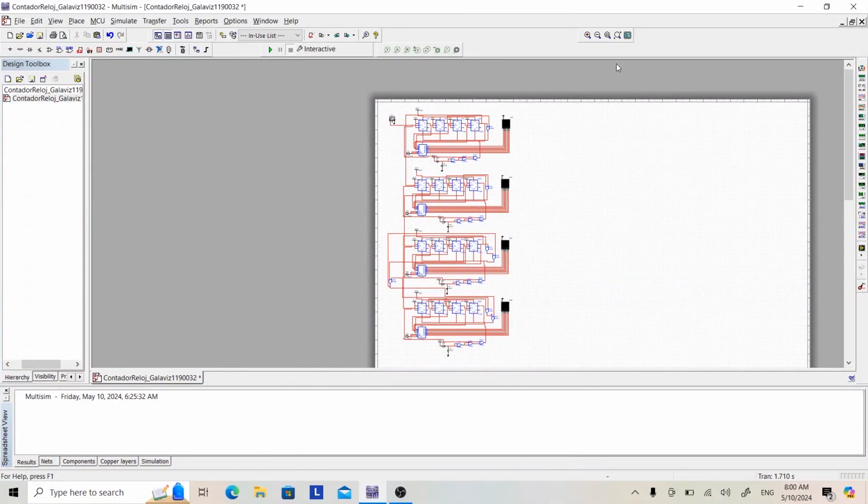Good morning, my name is Natalia, and today I'll be demonstrating the behavior of my counter, which operates as a clock. This means the digits will go from 0 hours and 0 minutes to 23 hours and 59 minutes.